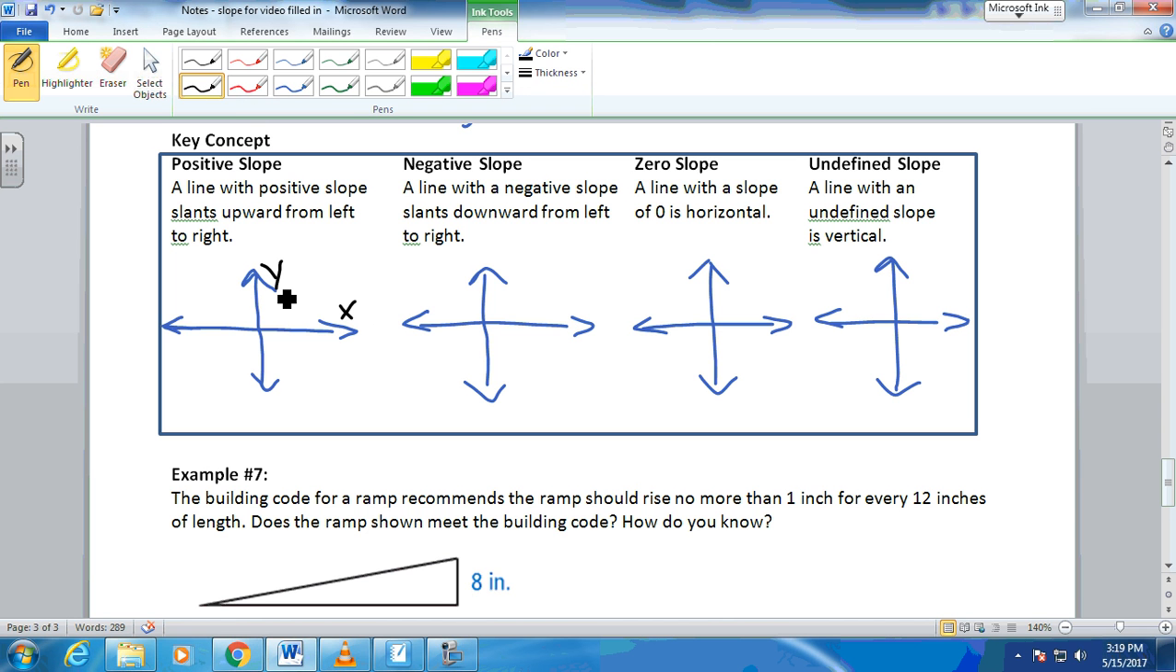A line with a positive slope slants upward from left to right, so something like that is a positive slope. A negative slope slants downward from left to right, so starting up here, moving down, negative slope. A 0 slope is a slope that is horizontal because there is no rise to it at all. You're rising and then you can run an indefinite amount. An undefined slope, we just did that one, is a vertical slope.